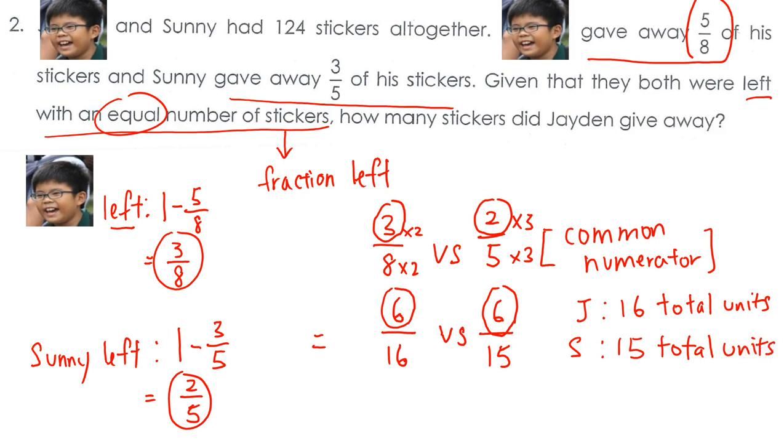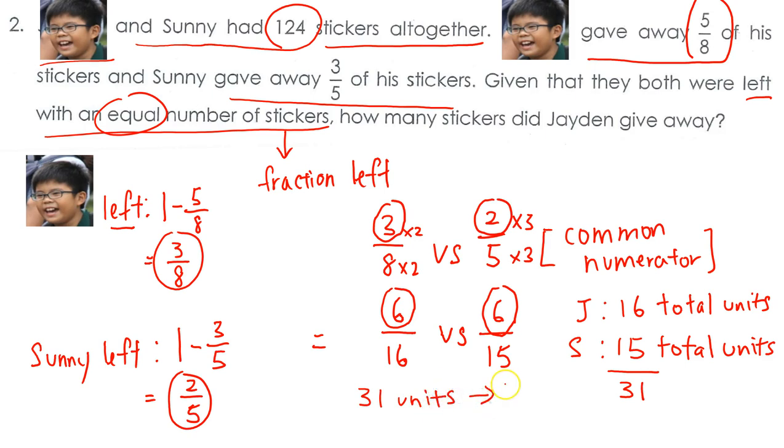They said in the beginning, Jaden and Sunny had 124 stickers altogether. The total units that both of them have, 16 plus 15, gives you 31 total units. Now that makes things easier. I know this total of 31 units, which is a combination of both of their total units, is actually 124.